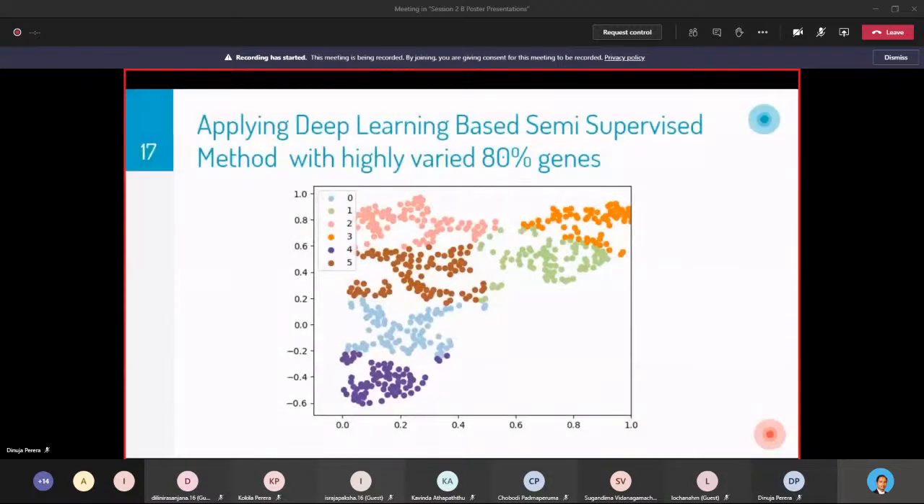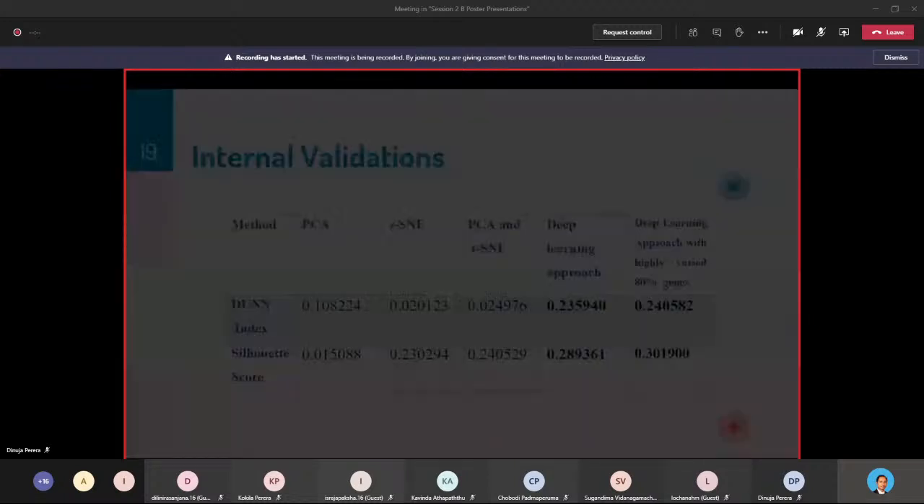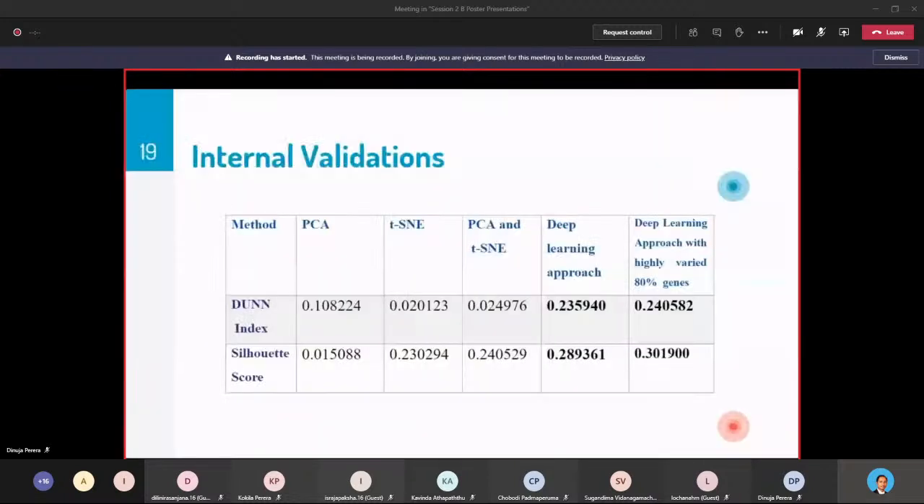Even though the highly varied method doesn't give good clusters among the feature selection methods, there was some impact on reducing the dimensionality. Therefore, we used highly varied genes with this deep learning method also, and this gives 6 clusters and it gave more accurate results when we consider the internal validations. Let's go to the evaluation. From internal validations, we can see the highly varied genes with the deep learning based prior biological knowledge integration method have shown better values.